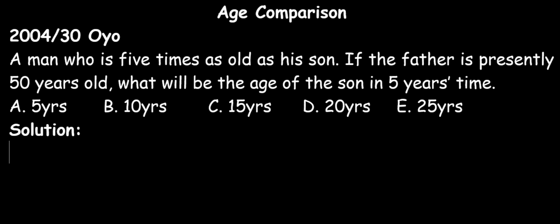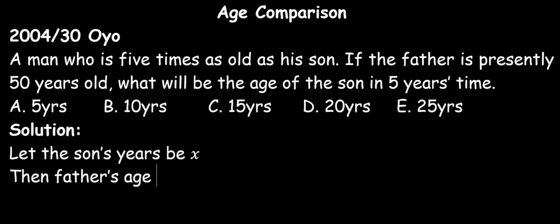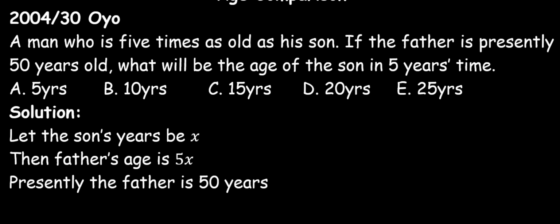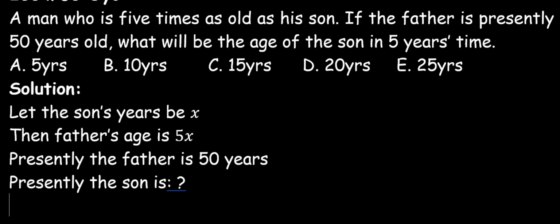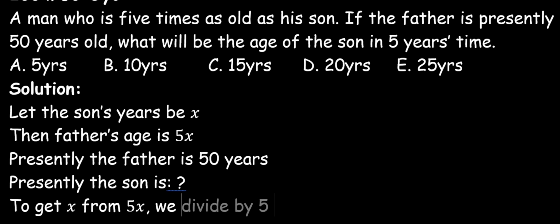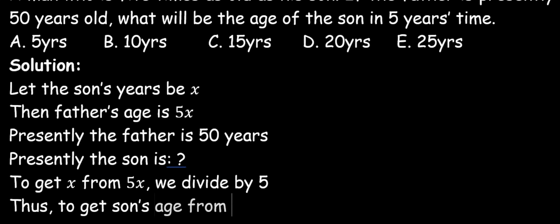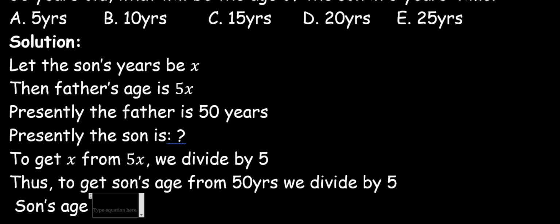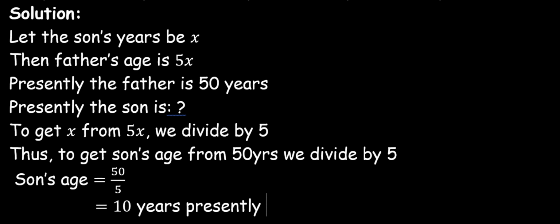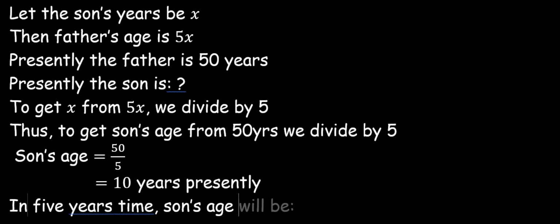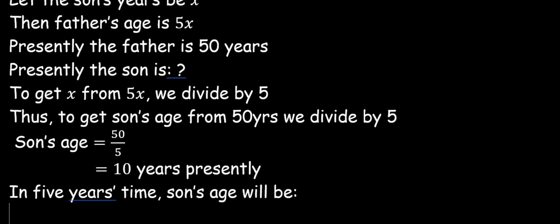Solution. Let the son's years be x. Father's age is 5x. Presently, the father is 50 years. Presently, the son is, to get x from 5x, we divide by 5. Thus, to get son's age from 50 years, we divide by 5. Son's age will be equals to 50 divided by 5, which is equals to 10 years presently. In 5 years' time, son's age will be 10 plus 5, which is equals to 15 years.